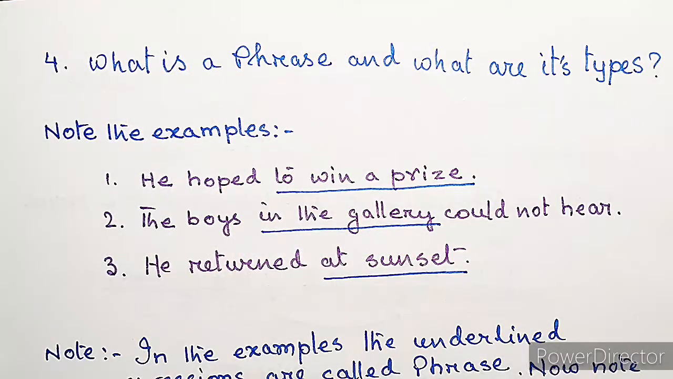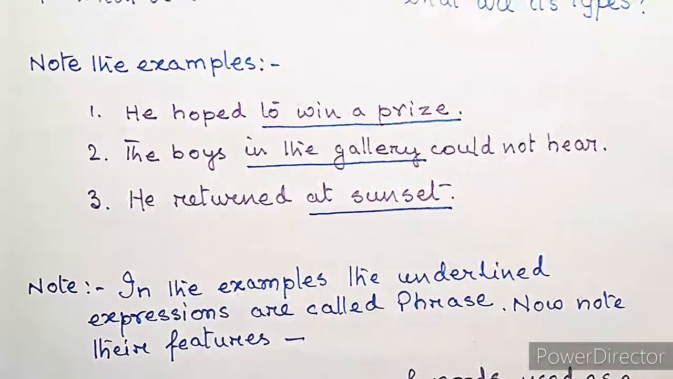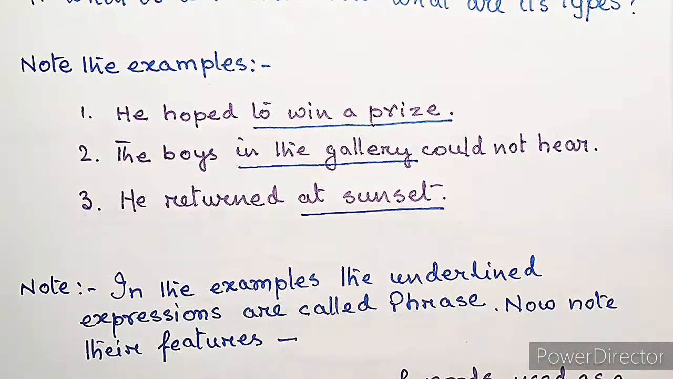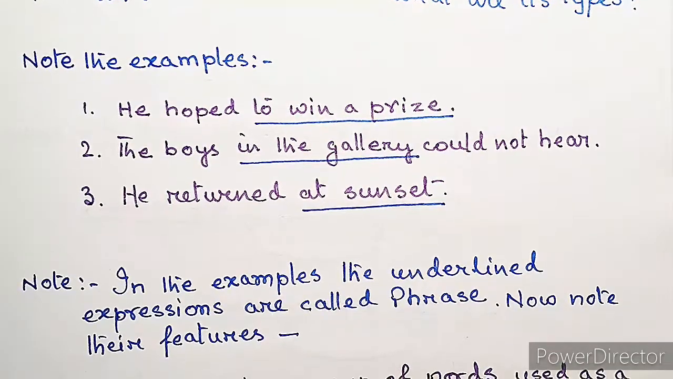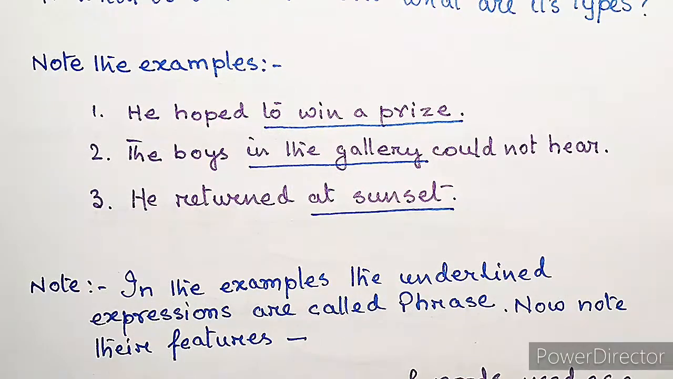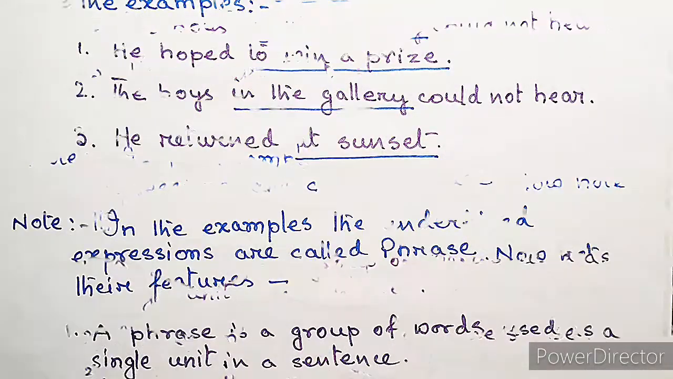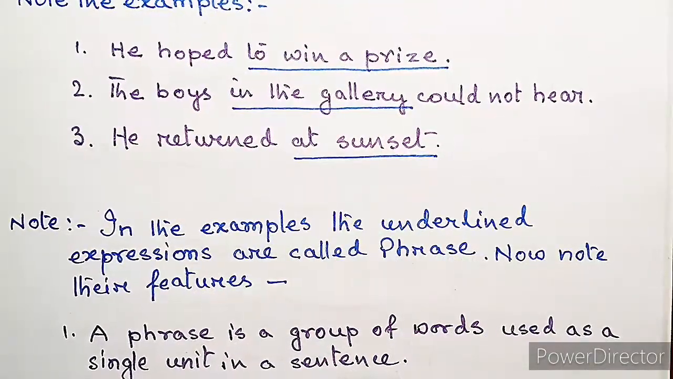Here we are going to see what is a phrase and what are its types. Note the examples. Example 1: He hoped to win the prize. Example 2: The boys in the gallery couldn't hear. Example 3: He returned at sunset. Now note, in the examples, the underlined expressions are called phrases.